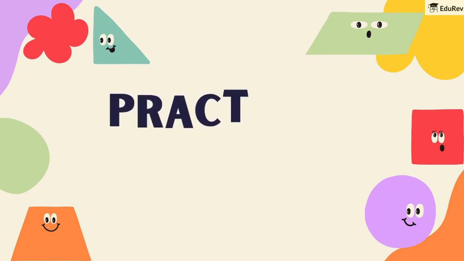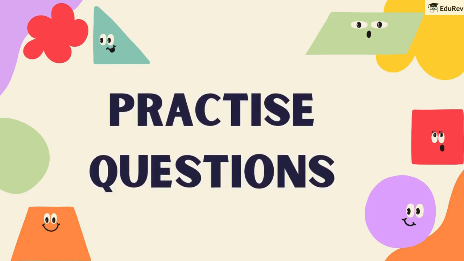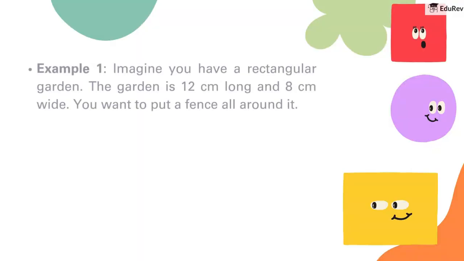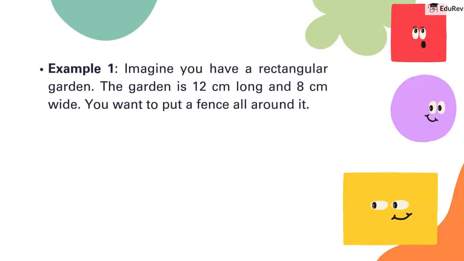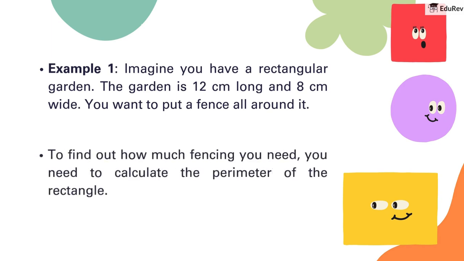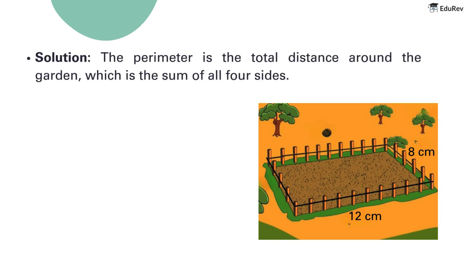Let's look at some practical examples to reinforce what we've learned. Imagine you have a rectangular garden measuring 12 meters long and 8 meters wide. To put a fence all around it, you would calculate the perimeter. Solution: the perimeter is the total distance around the garden, which is the sum of all four sides. Add the length and the width together.